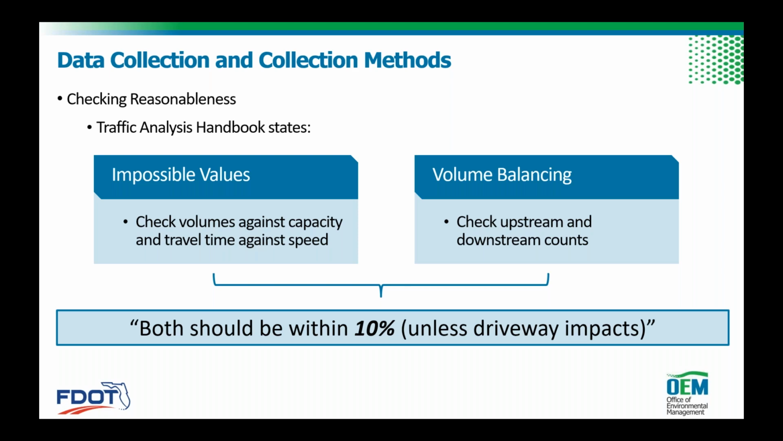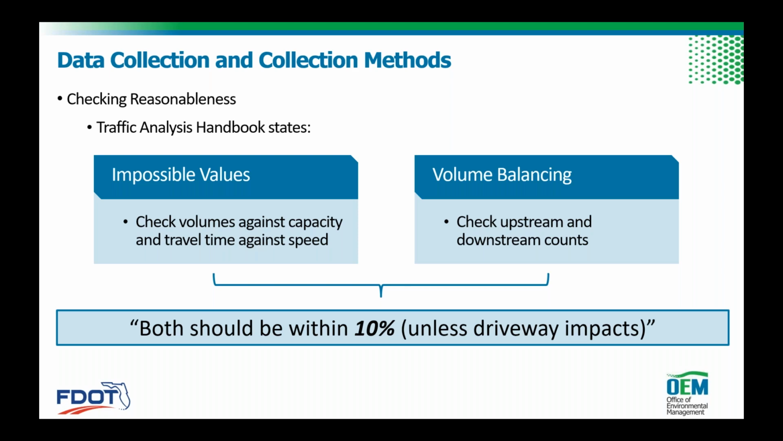Also volume balancing for corridors. When you have major intersections with many driveways in between, volume balancing can be difficult. But if there are not major driveways, the handbook is stating that both of these values should be within 10%. So when you have two TMCs following each other, the outbound from one intersection correlates to the inbound of the next intersection with at least 10% certainty there.